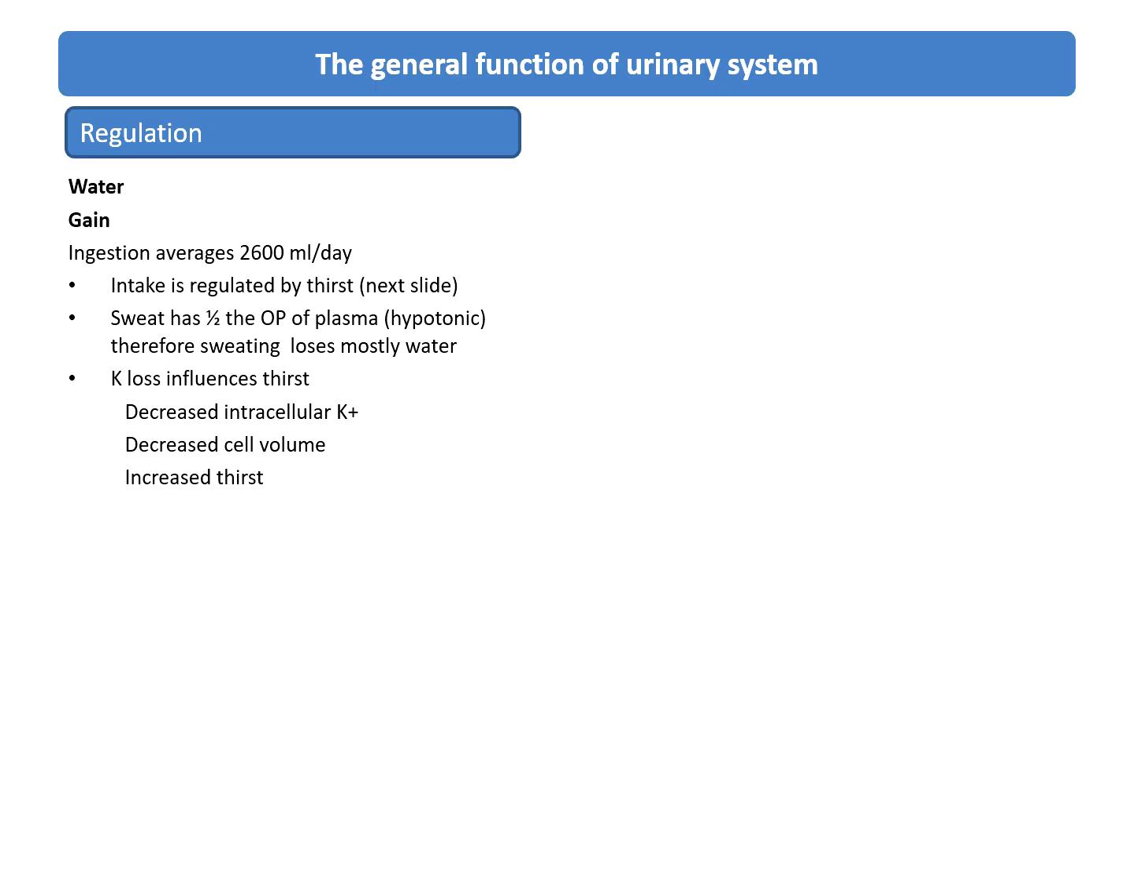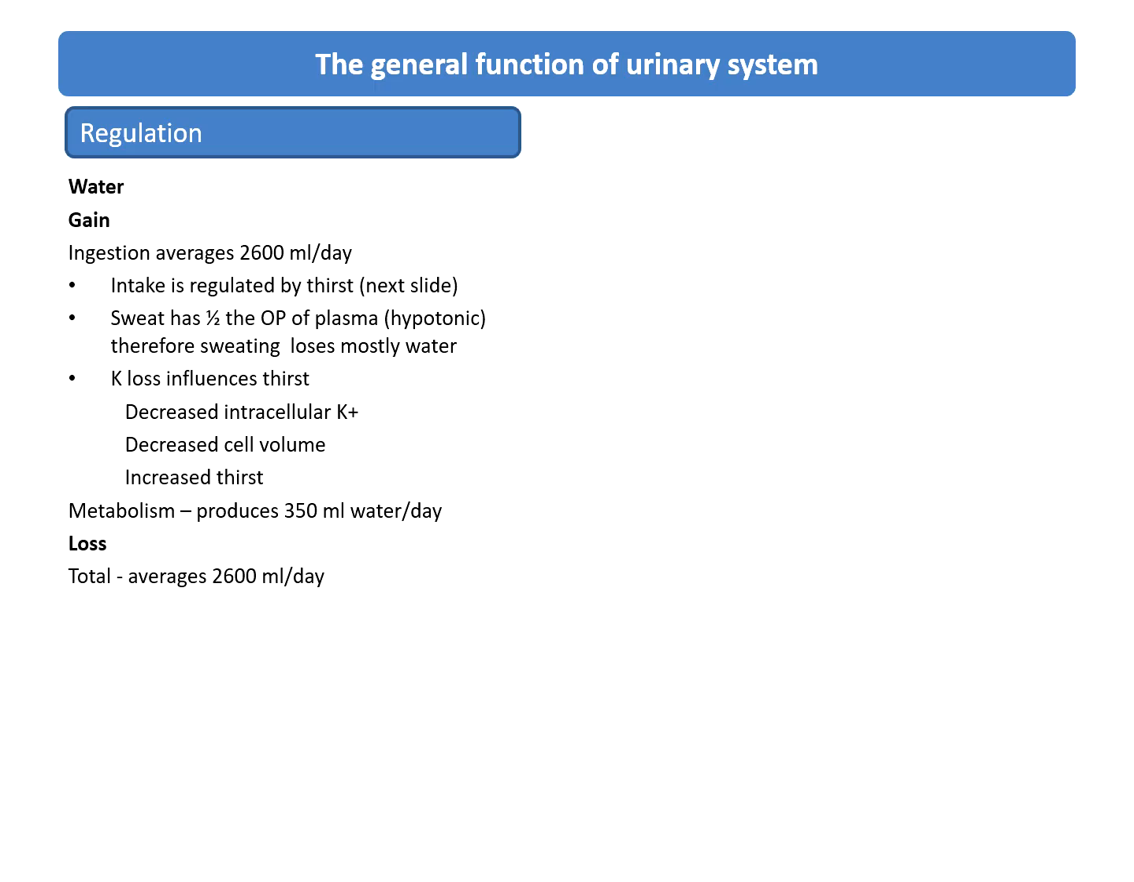Potassium loss influences thirst. Remember, potassium is an abundant intracellular ion, so decreased intracellular potassium causes a slight decrease in cell volume, and that increases thirst. Metabolism produces about 300 milliliters of water a day. Water is also lost. The total average, again, 2,600 milliliters a day.